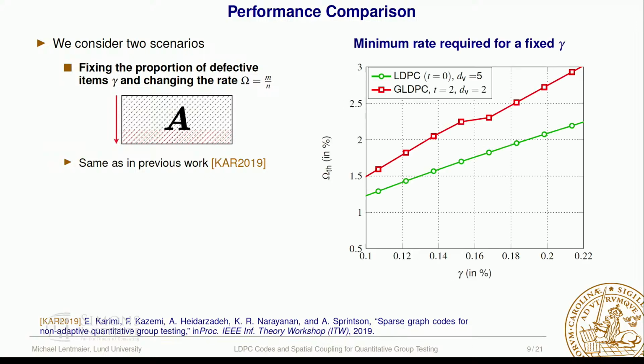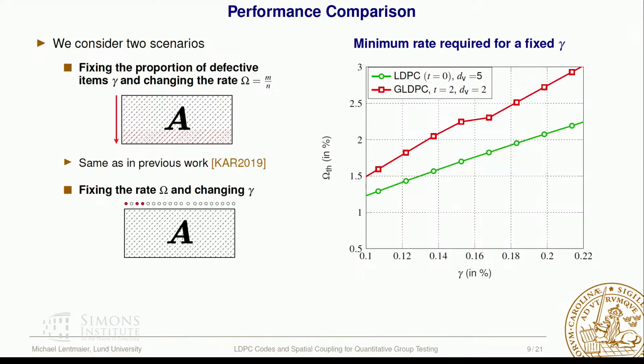This is the result that we get here. The red result is the original, a generalized LDPC code, and this is our LDPC code. We have to use a slightly larger variable node degree, but this is still more efficient than using the generalized LDPC code. So we can actually reduce the number of tests in that scenario.